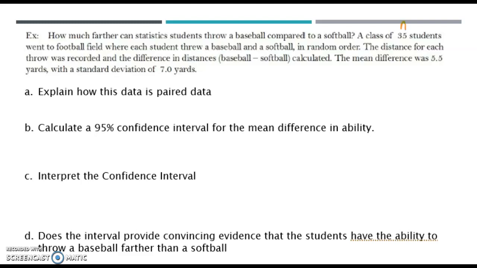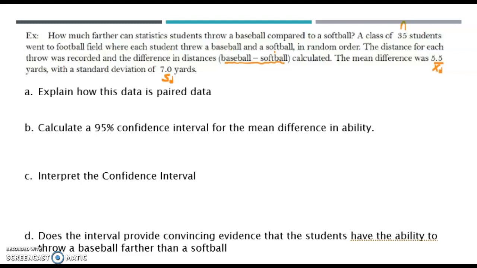We went to the football field. Each student threw a baseball and a softball. So you're going to have a baseball number and a softball number for each student. Therefore, you're going to have paired data. The distance for each throw was recorded. The differences in distances, baseball minus softball in that order, was calculated. The mean difference, so this is going to be our observed mean difference, was 5.5 yards with the standard deviation of our differences being 7 yards.